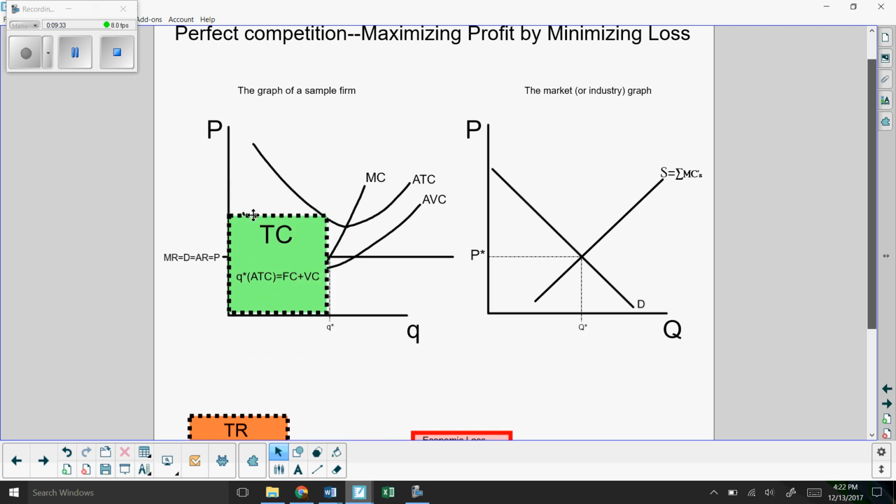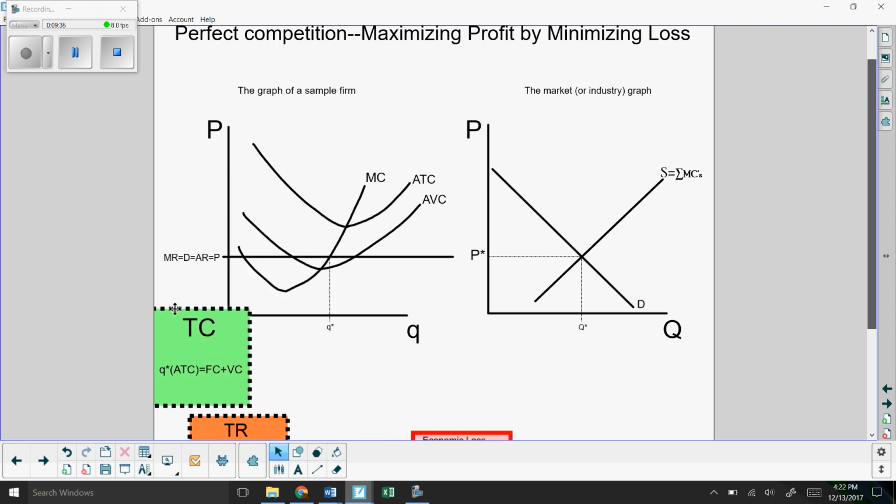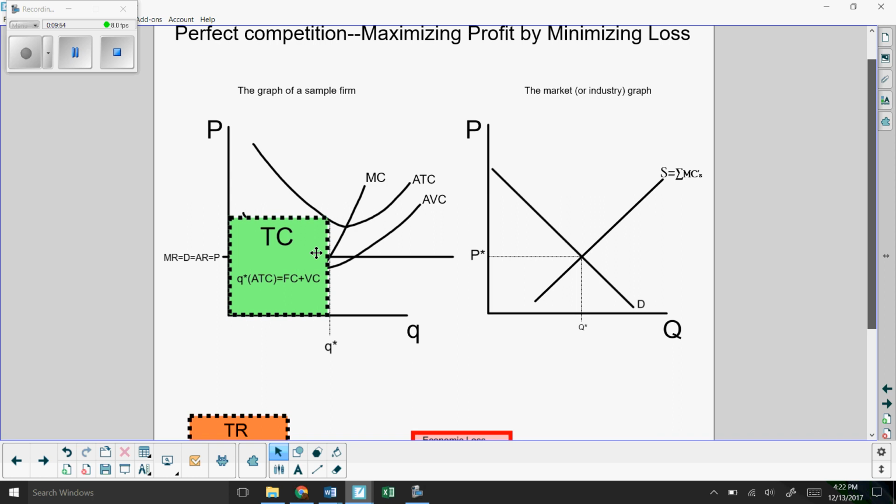I have total cost. Boom. How did I find that? I found ATC of Q star. Probably in this case, what you need to do is make your Q star dotted line a little bit taller, so it extends up there, and I'm looking for that spot right there, ATC of Q star. Boom. So I take that times quantity, and that gives me total cost.